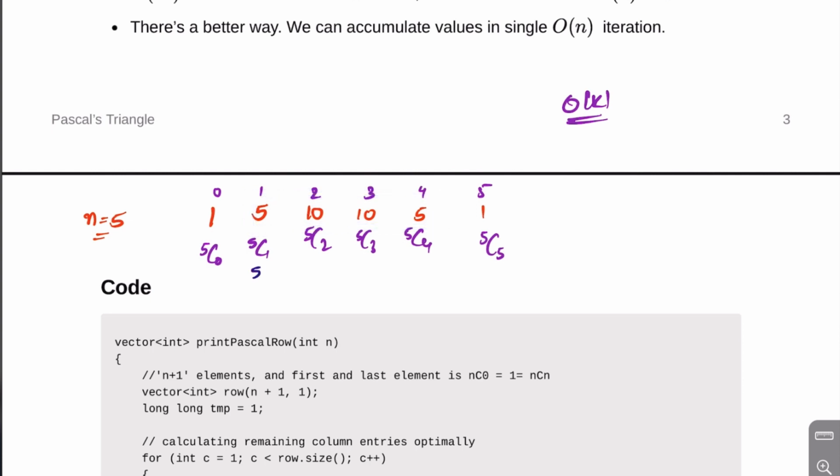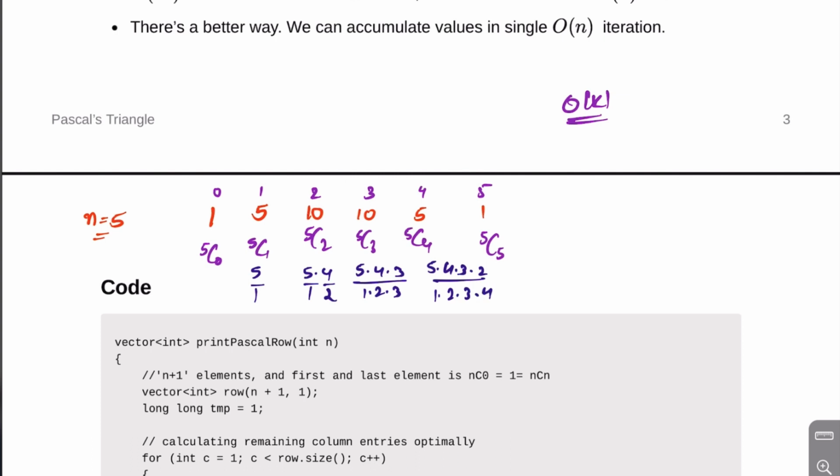So this 5 choose 1 is basically 5 by 1, right? This 5 choose 2 is 5 by 1, 4 by 2. We already discussed why this works, like how I'm writing this. It is 5 into 4 into 3 over 1 into 2 into 3. There is a pattern here. This is 5 into 4 into 3 into 2, and 1 into 2 into 3 into 4.